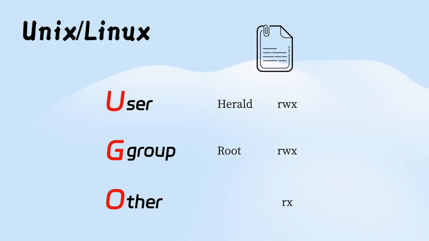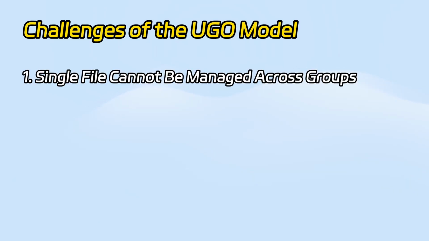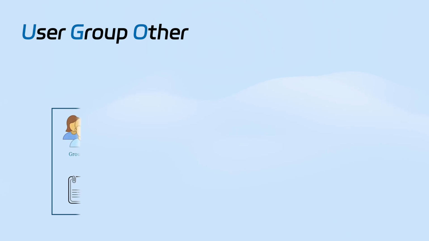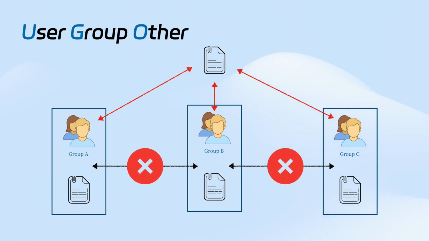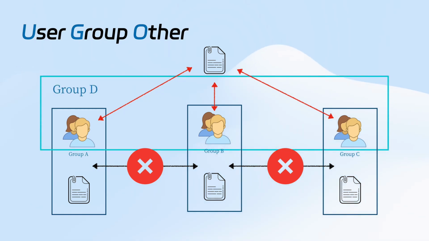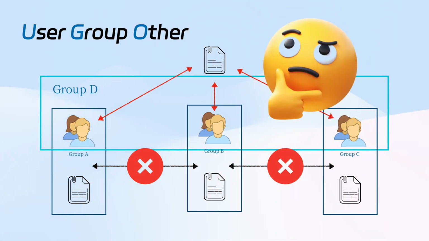Although the UGO model is classic and efficient, it still faces some challenges in complex multi-user collaboration scenarios. First, a single file cannot be managed across multiple groups. Since a file can only belong to one user group, when a folder needs to have write permissions for 2 or even more user groups, but you don't want members of these groups to access each other's files, the UGO model makes it difficult to achieve fine-grained permission allocation. Although you can create a new user group containing all relevant people to assign permissions, this can quickly lead to a proliferation of user groups, making permission management more complex.